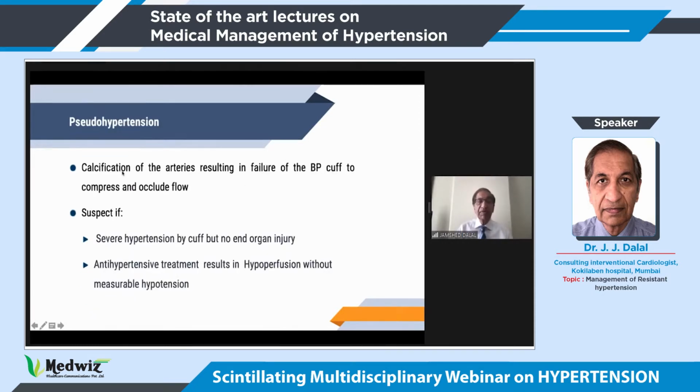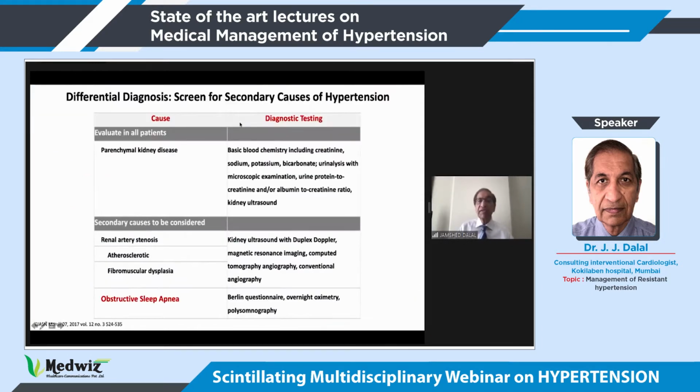Then, of course, you have pseudo-hypertension, where the arteries are very calcified and not easily occluded by your BP cuff, and therefore you get severe hypertension when you monitor, but no end organ damage. And when you treat them with antihypertensive drugs, they often get worse. So clearly, you should look out for this group of pseudo-hypertension. Once you think that this patient has true hypertension, you must rule out secondary causes. The most common one is parenchymal renal disease. We know what investigations to do. Then, of course, we have to look at renal artery stenosis, which may be atherosclerotic or fibromuscular dysplasia. And most important, don't forget sleep apnea as a very common cause of resistant hypertension. So this must be looked for in all our patients who have resistant hypertension.